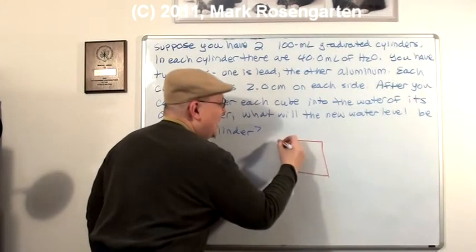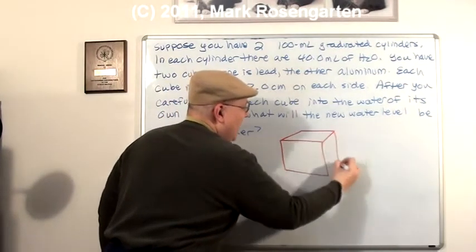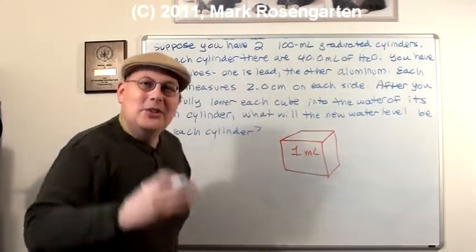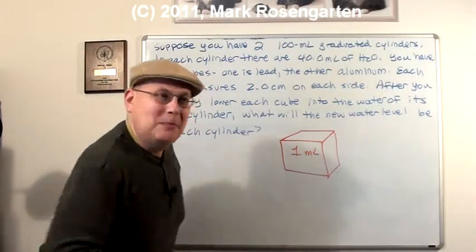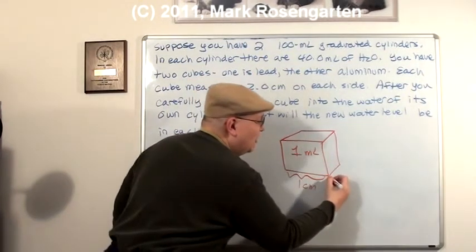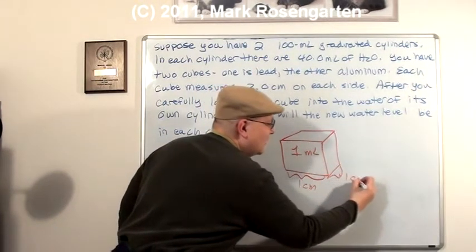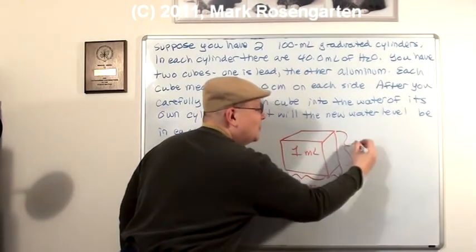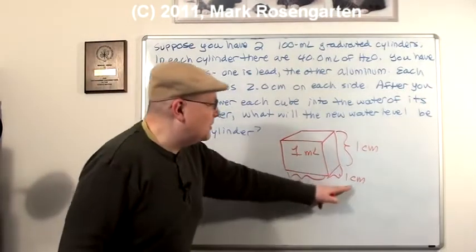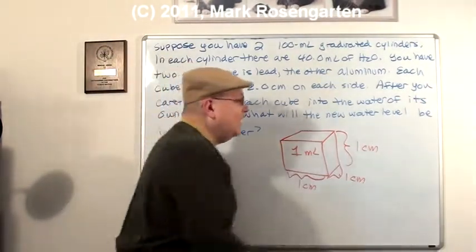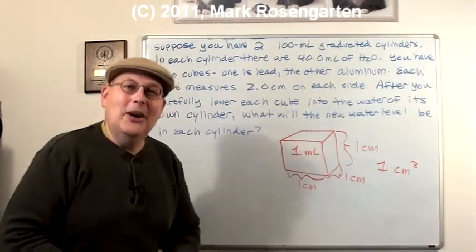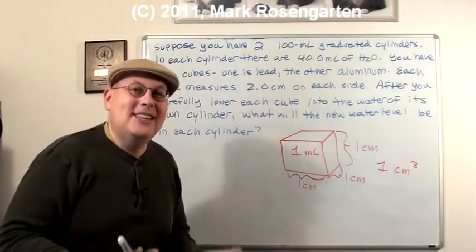Let's say we have a cube, and that cube holds 1 milliliter of liquid. Do you know what the dimensions of that cube are going to be? The length will be 1 centimeter, the width will be 1 centimeter, and the height will also be 1 centimeter. Well, what happens when you take a centimeter times a centimeter times a centimeter? Well, that gives you 1 centimeter cubed, okay? A milliliter and a cubic centimeter are really the same thing.